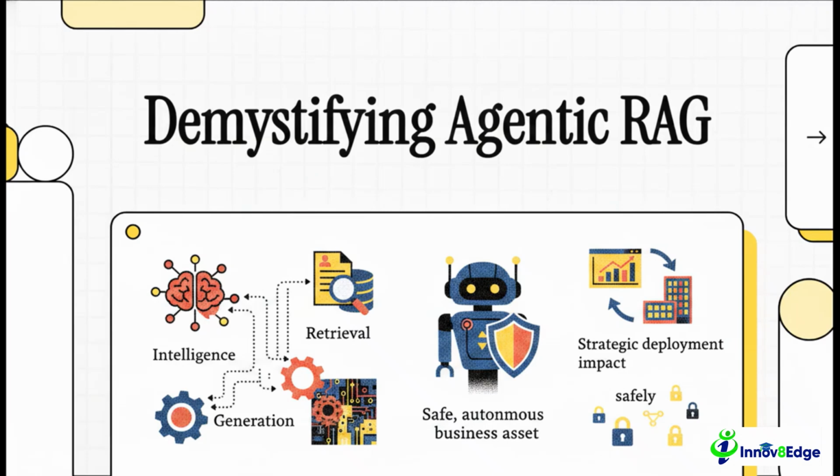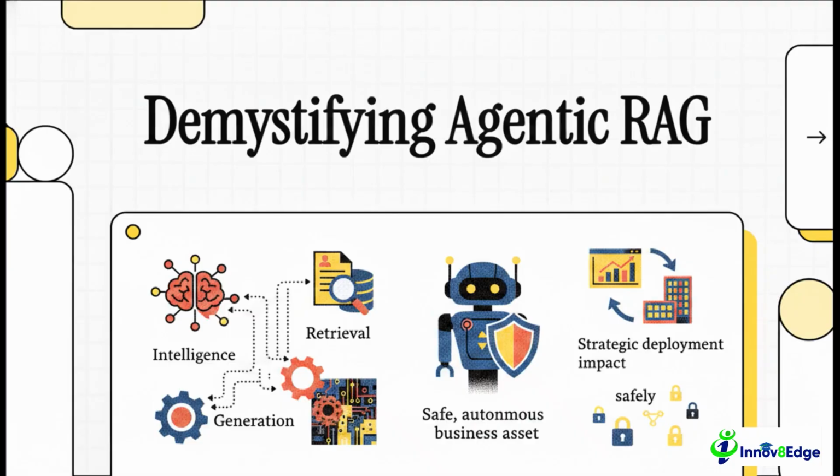Welcome to this explainer. Today, we're diving straight into a massive shift in artificial intelligence. We're going to look at exactly how Retrieval-Augmented Generation, or RAG for short, is completely transforming AI from, frankly, a risky experiment into a highly strategic, autonomous business asset. So if you're trying to figure out how to safely and effectively deploy generative AI in your organization, you are absolutely in the right place.